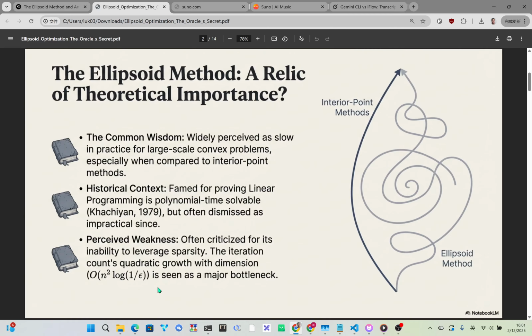and that n² term, that's a killer. It means the complexity grows quadratically with the dimension n of the problem. Which just looks horribly inefficient for anything big. Exactly. And just for the listener, that epsilon, ε, is just the precision you want for your answer. The smaller the epsilon, the more you have to iterate.